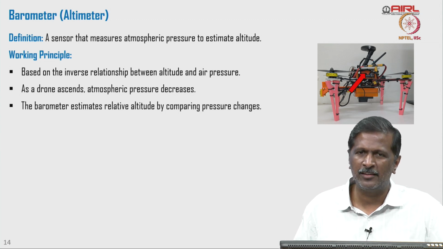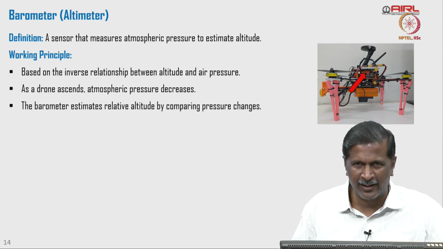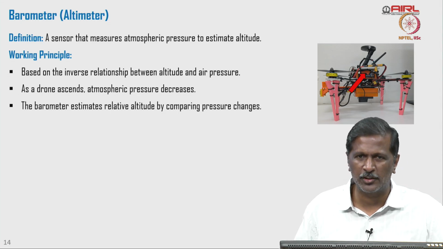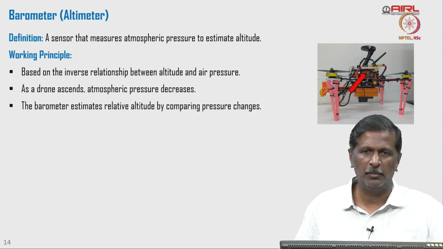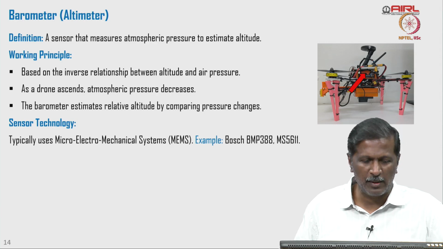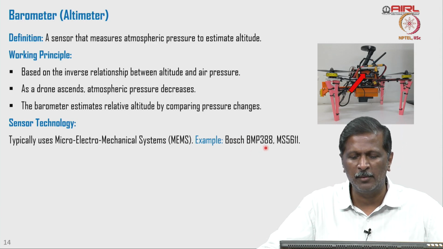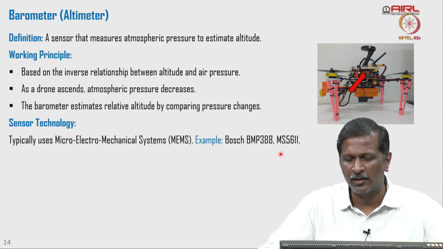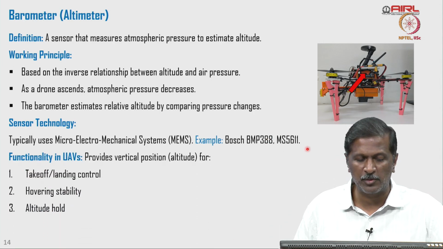I can position a drone at a specific altitude. We can use it for altitude hold or even precise landing, the rate at which you want to descend or the rate at which you want to ascend. We use an altimeter. Here you can use a MEMS based altimeter, the Bosch BMP388, I am just giving an example, or you can look at the MS5611. These are MEMS based.